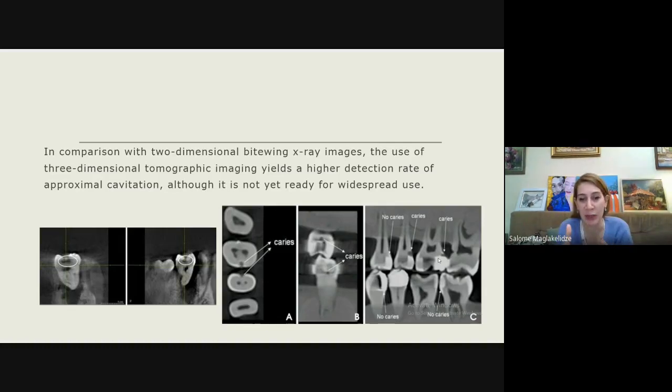But you know, the X-ray is the primary choice. We always do bitewings because the bitewing is not so pricey as the CBCT and is also very informative. But if we have a CBCT, we should take it, work with it and look at it, because like here you could see the caries, and it's very informative. In comparison with two-dimensional bitewings, three-dimensional tomography imaging yields a higher detection rate of proximal cavitation, although it is not yet ready for widespread use. And why is it not ready for widespread use? Because of the lack of cost effectiveness, because it's very pricey.